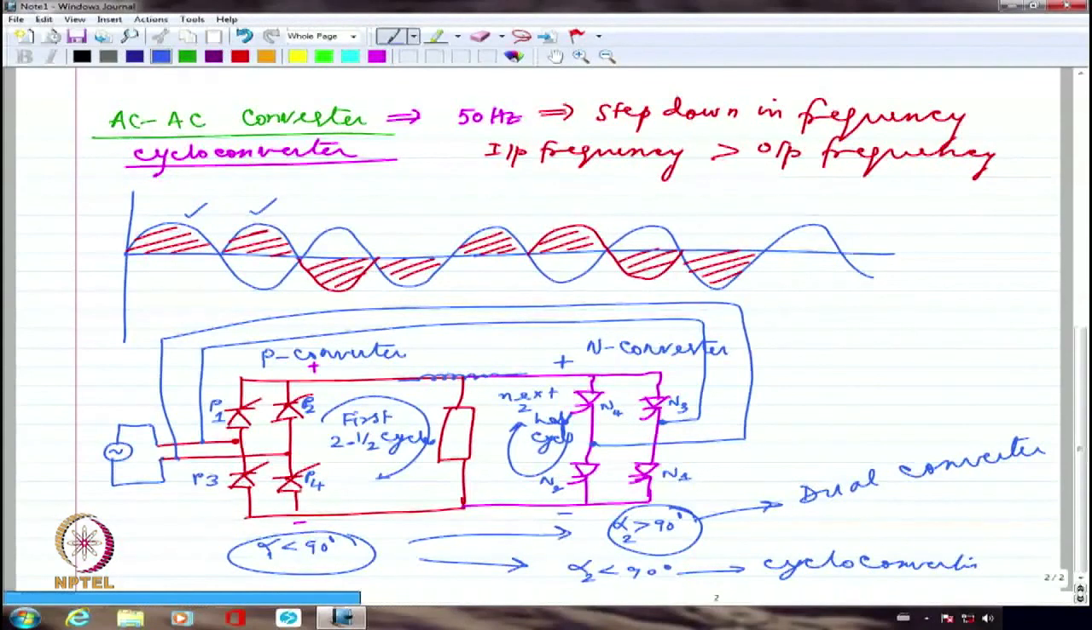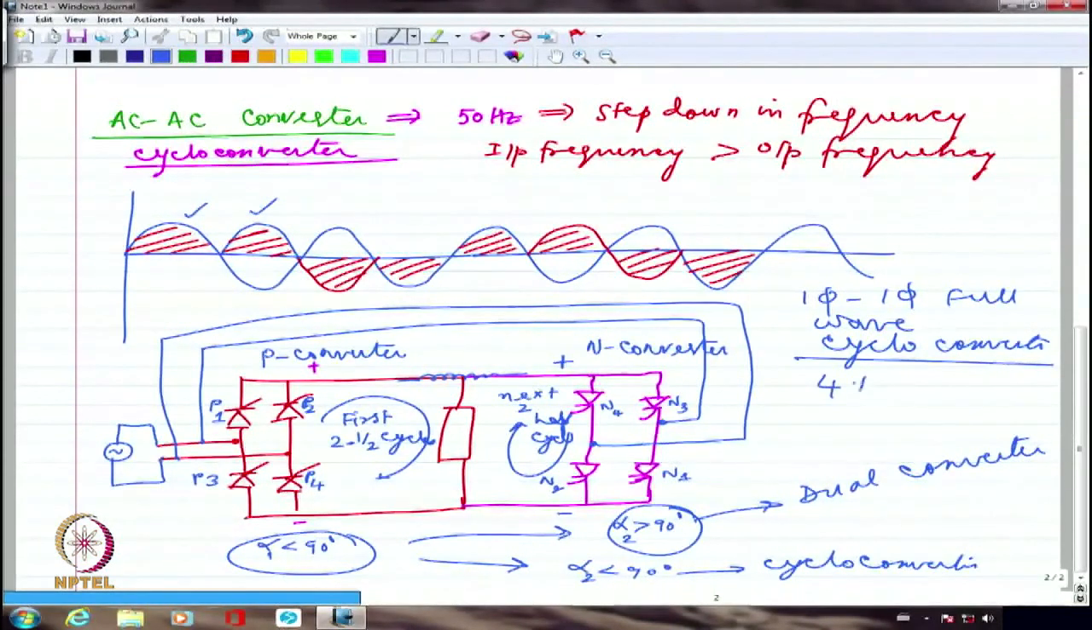So when I use a fully controlled converter, even single phase to single phase conversion will require 4 plus 4, at least 8 devices. You get my point? So if I want a single phase to single phase full wave cycloconverter, I will require 4 plus 4, 8 devices minimum. I will require at least 8 devices. Only then I will be able to do full wave to full wave.